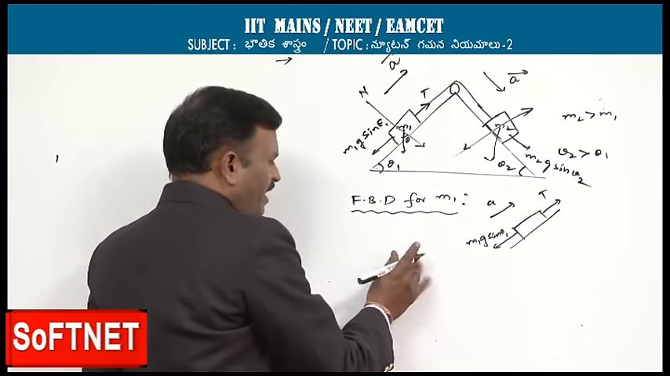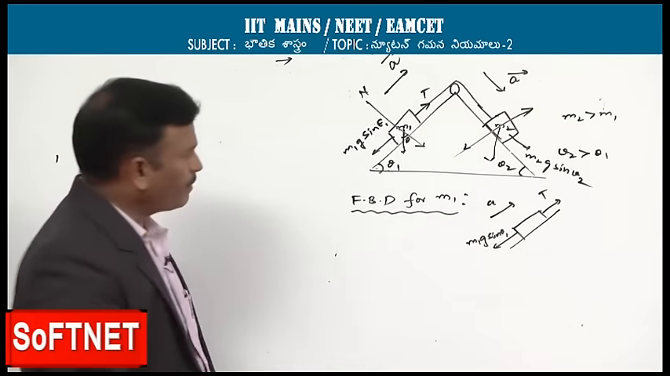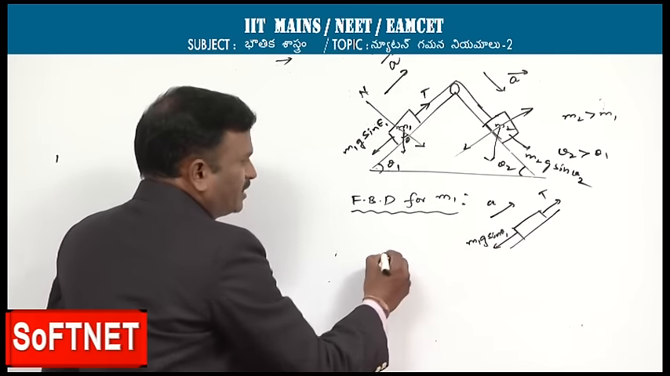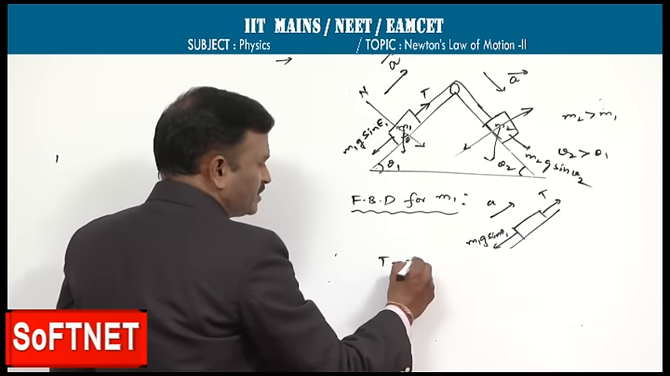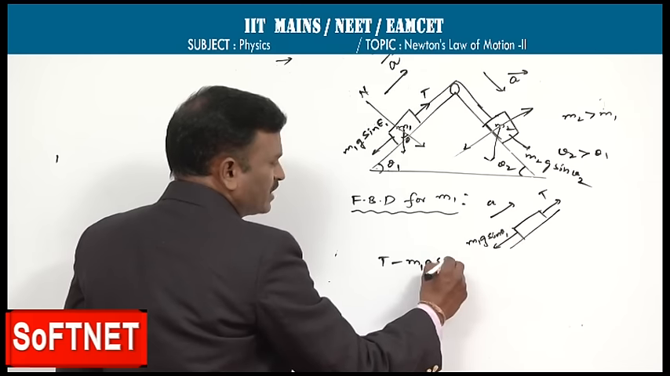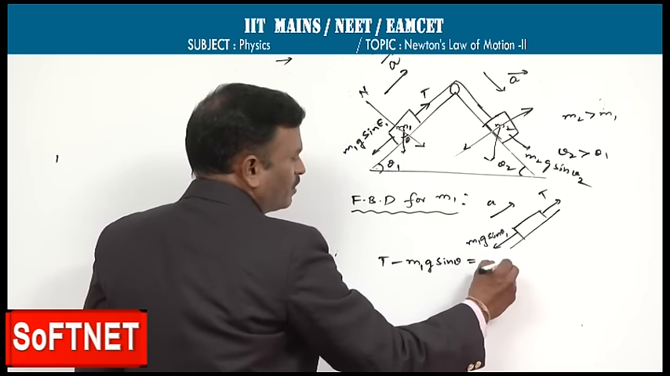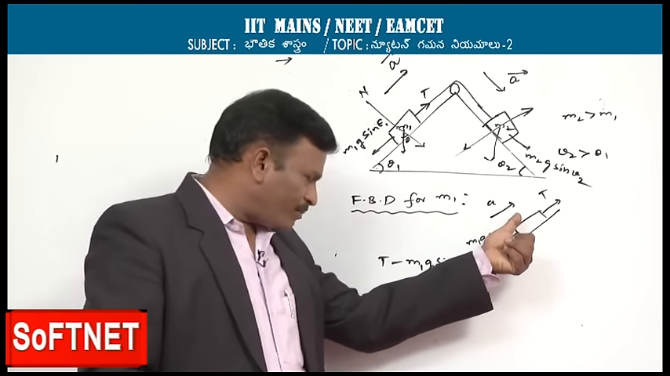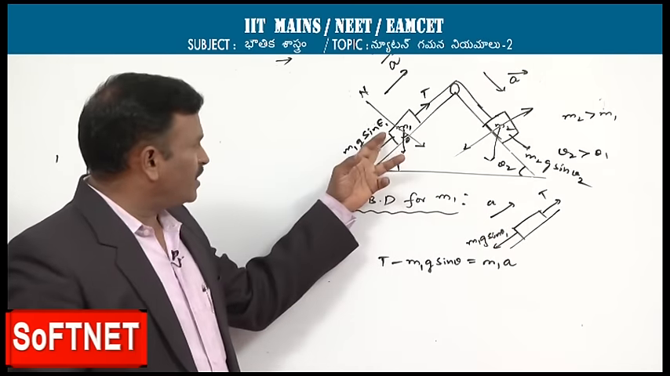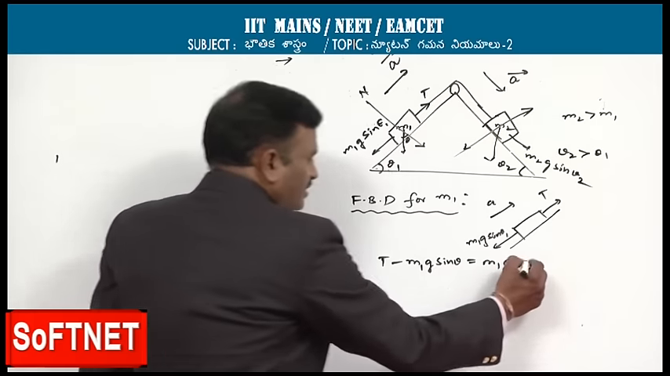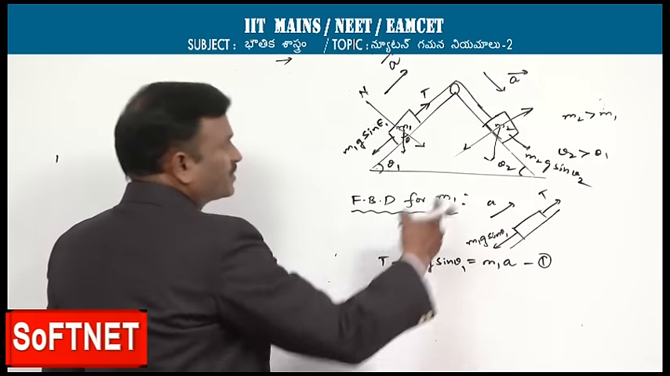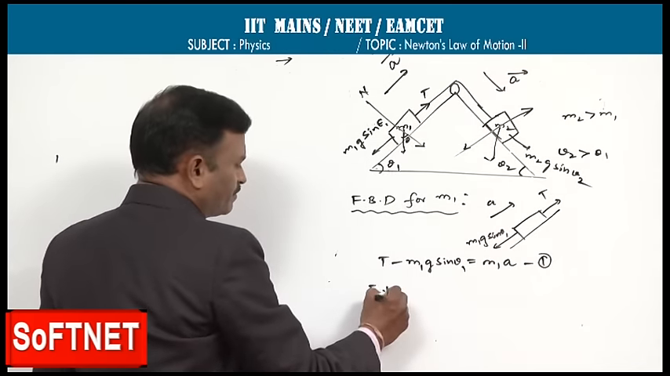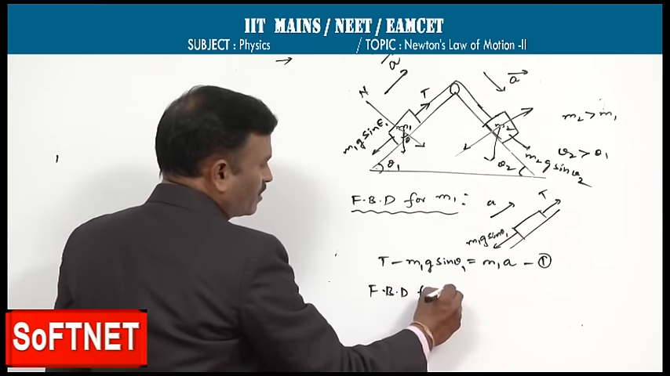So the equation can be written: T minus m1g sin theta 1 should be equal to m1a. This is the expression, based on the free body diagram, for m1. It is expression 1. Next, free body diagram for m2.